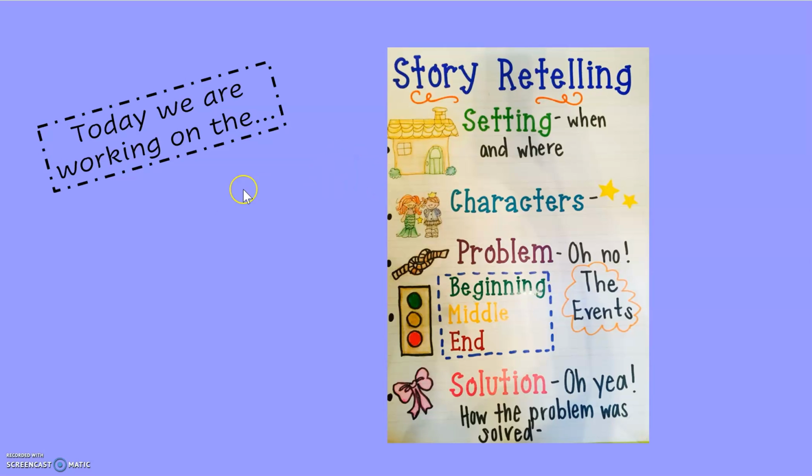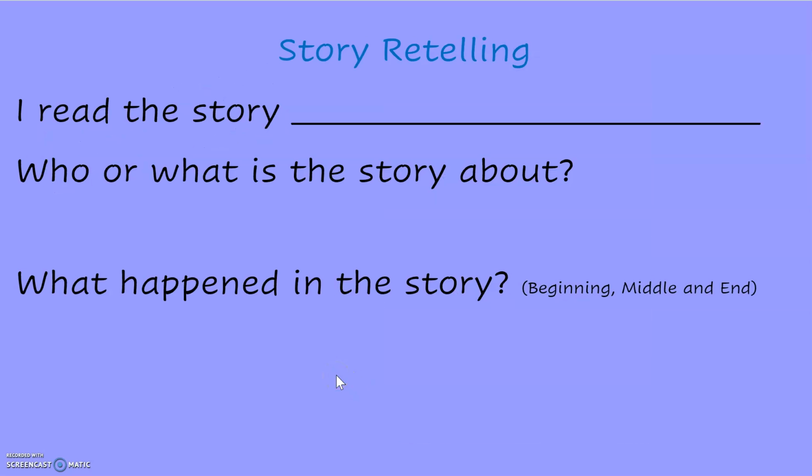When we do that, we're going to think about the setting, the characters, the beginning, middle, and end, the events. And in those events, was there a problem, an oh no moment, and a solution? An oh yeah moment? Did they fix it? Okay, so let's take a look at this story retelling, and we're going to use this as kind of a guide to help us retell our story about how Zots helps out.